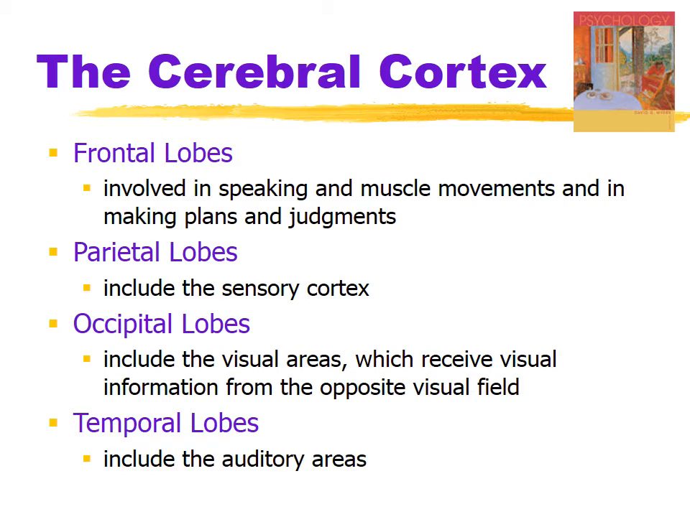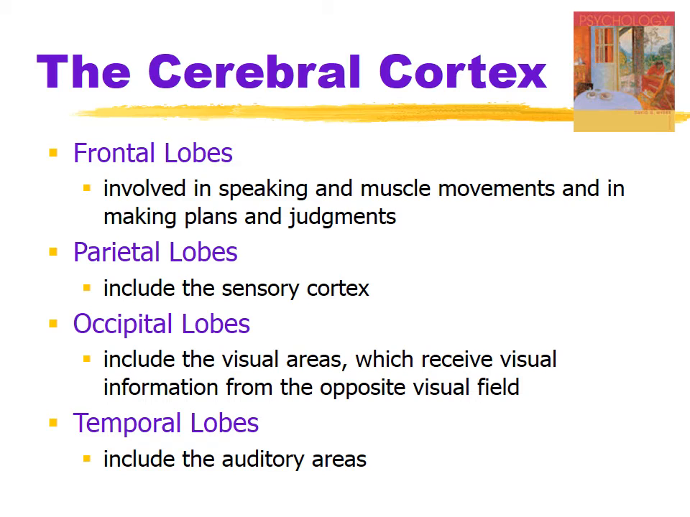Parietal lobes process sensory information, and help us orient ourselves in space so that, for example, even while we're asleep, our parietal lobes are active and therefore we don't fall out of bed. Our parietal lobes have an internal map of our environment so that we stay in bed even though we're fast asleep. The occipital lobes process primarily visual information.